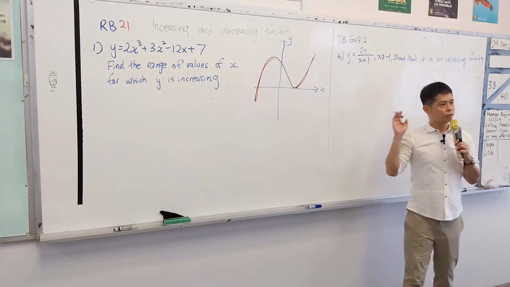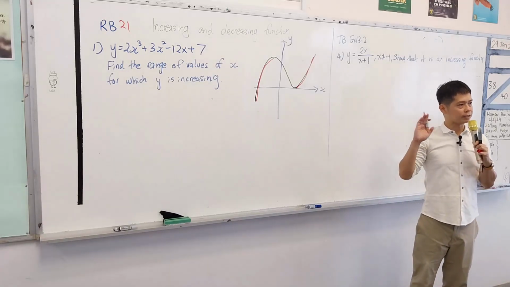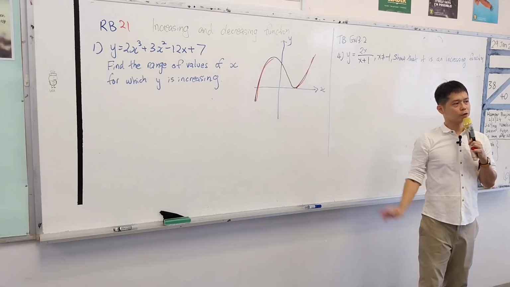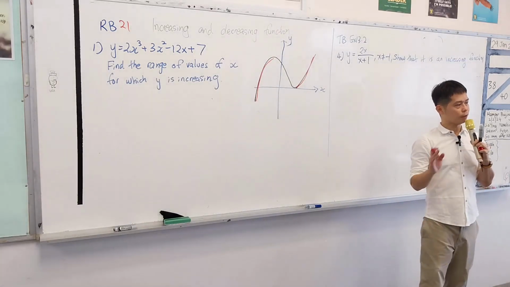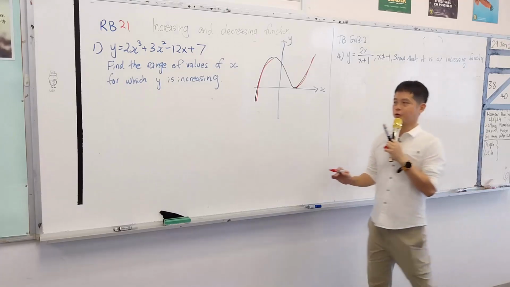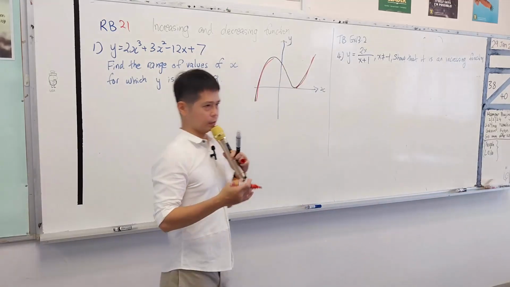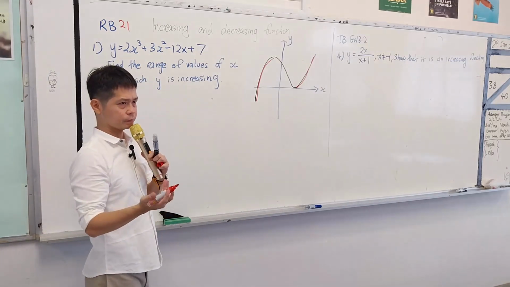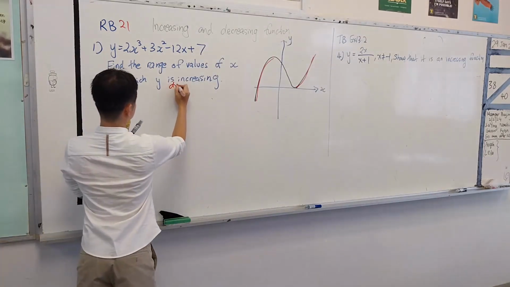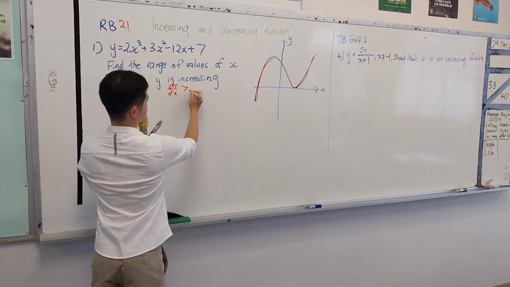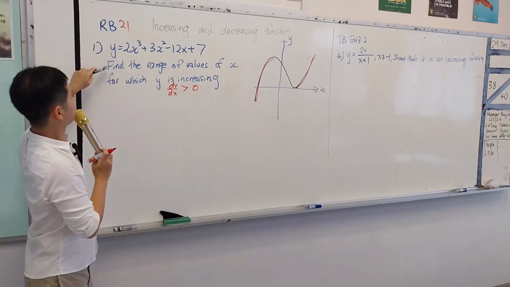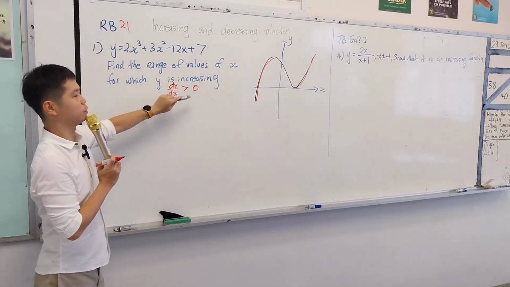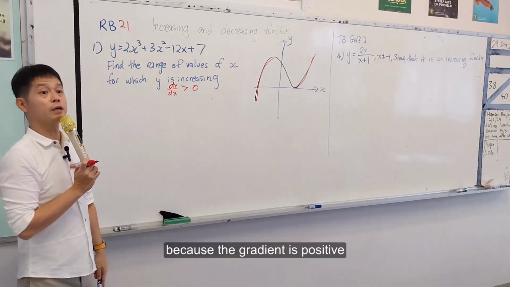So what happens to the gradients when that part is increasing? Look at this red part. The gradient is always positive. So what do you know about gradients in this topic? When you have gradients, what comes to your mind? dy/dx. So let's rephrase the question: find the range of values of x for which dy/dx is greater than 0.